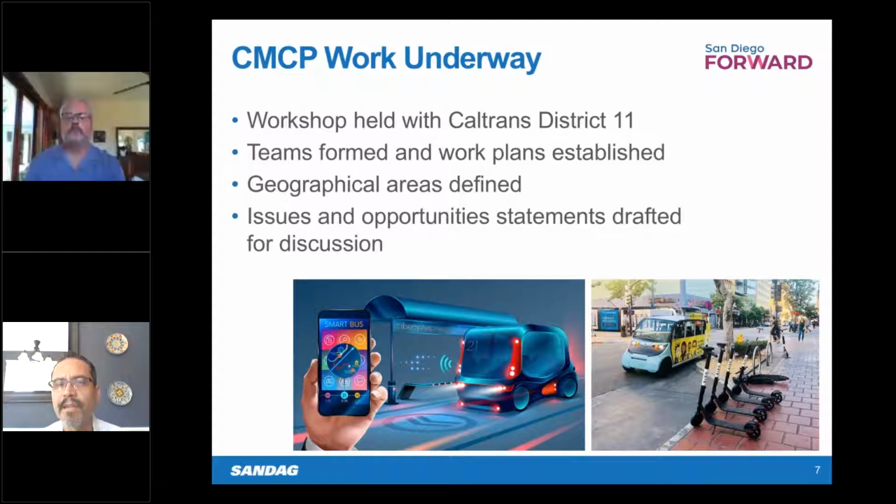So some of the progress that we've made to date: we held a workshop with our partners at Caltrans District 11, getting the work plans in place, getting the teams in place, defining the geographical areas for each of the corridors, also developing issues and opportunity statements for each of the corridors, which is in your agenda package. We would very much appreciate any ITAC comments on those issues and opportunity statements.